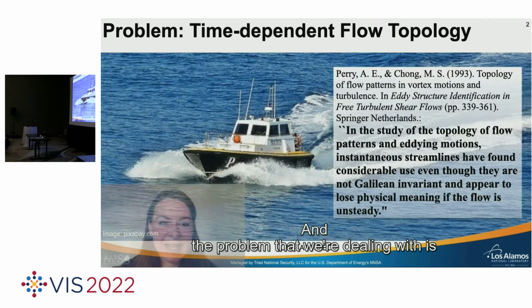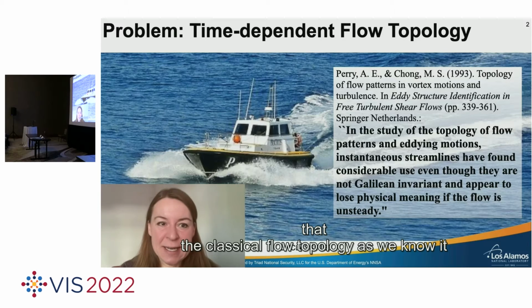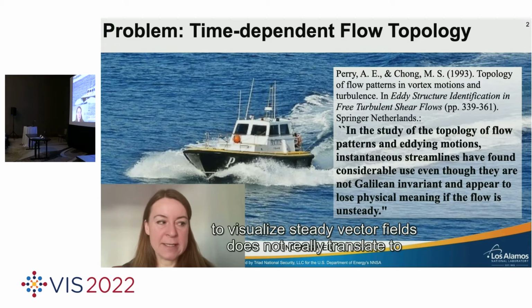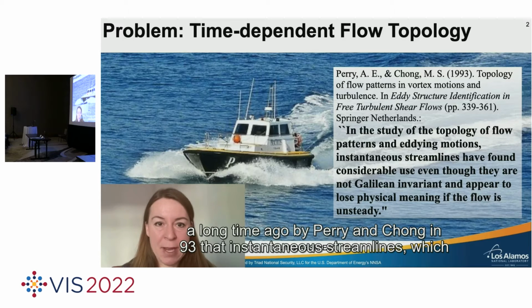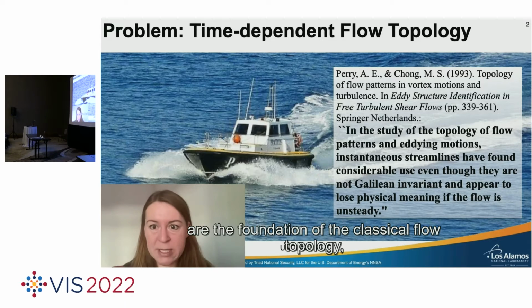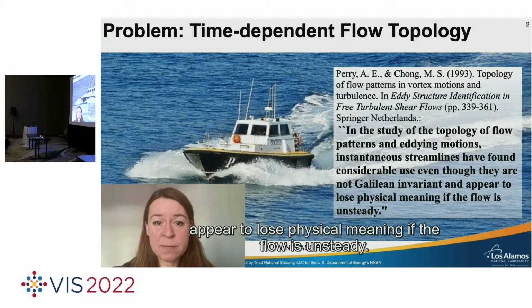The problem that we're dealing with is that the classical flow topology, as we know it, to visualize steady vector fields, does not really translate to time-dependent flow. It has already been pointed out a long time ago by Perry and Chong in '93 that instantaneous streamlines, which are the foundation of the classical flow topology, have found considerable use, even though they are not Galilean invariant and appear to lose physical meaning if the flow is unsteady.